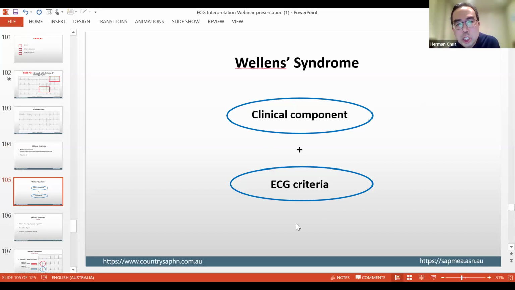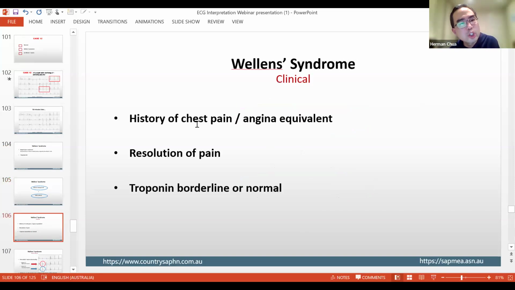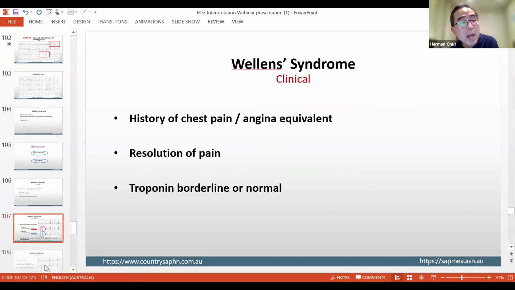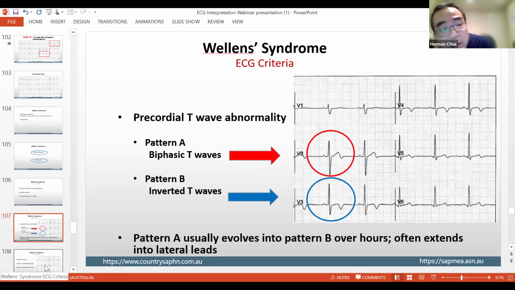What is the ECG component? The ECG component is the biphasic or the inverted T wave that you see, okay? So they need to have a history of angina equivalent or chest pain. They need to have that pain resolved by the time the ECG is taken. And if you do troponin, it may be normal, but now in the age of high sensitivity troponin, you may see a bit of elevation.